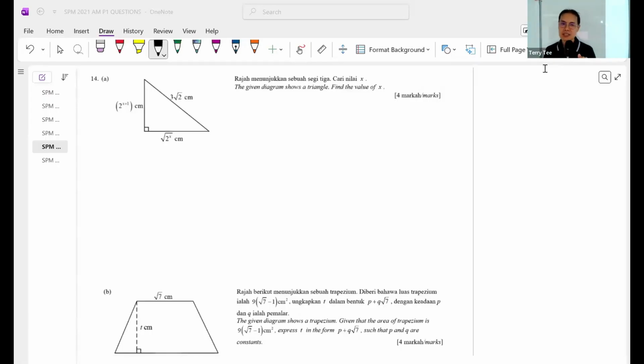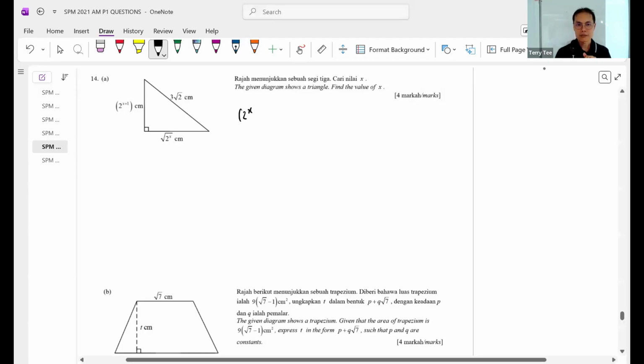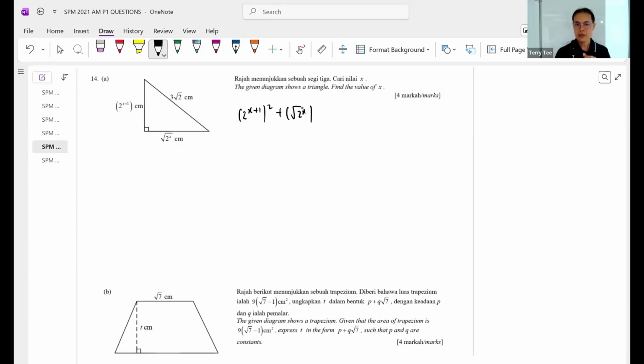Okay, the next question is indices and logarithm. The first part is actually indices. We know from this triangle, we have to use Pythagoras theorem. Take the x value. Maybe I take the first one. I square it. The second one, there's a square root of 2, power x. Square it, the result equals to square root of 3 squared. Pythagoras theorem. Now let's get rid of the square.